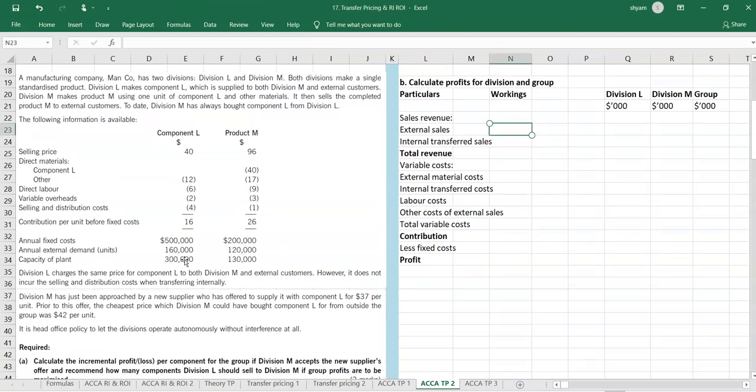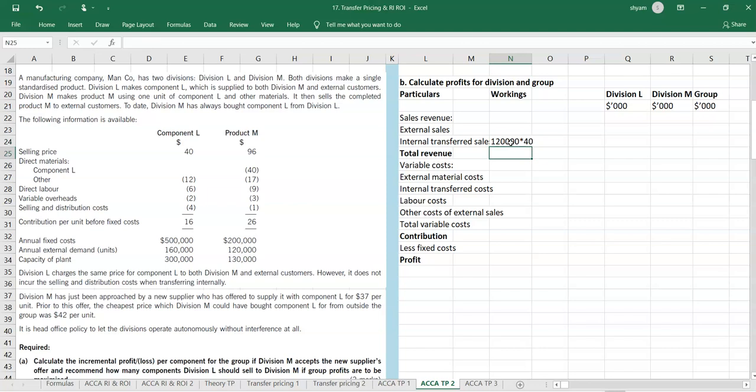So we'll start from here. So we have three elements here. One is division L, M and group. Okay, we will work out the numbers in terms of thousands, so it's also easier for us to work out. So we'll start from sales. So we'll start from division L sales. Okay, so L transfers everything internally. So he will transfer how much? 1,20,000 units he will transfer, but at a price of, what's the current price? At a price of 40.